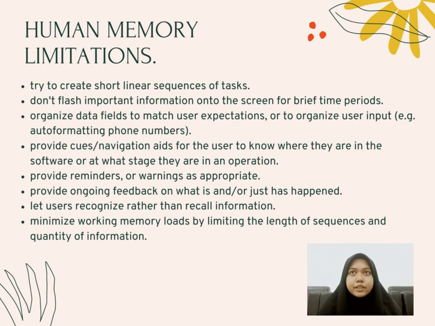Human memory limitations. Number 1 is try to create short linear sequences of tasks. Number 2 is don't flash important information onto the screen for brief time periods. Number 3 is organize data fields to match user expectations or to organize user input. For example, auto-formatting phone numbers.